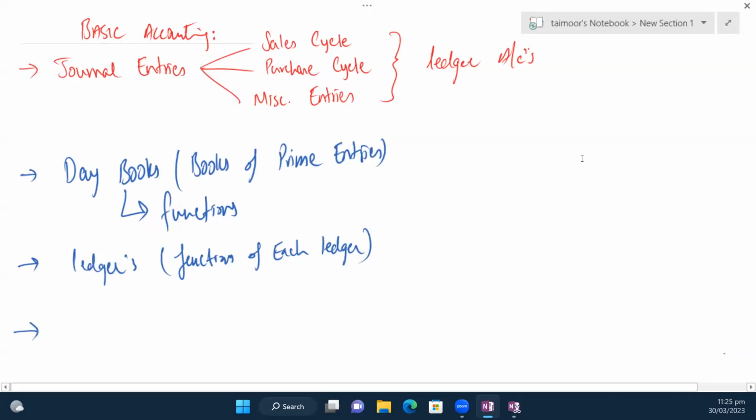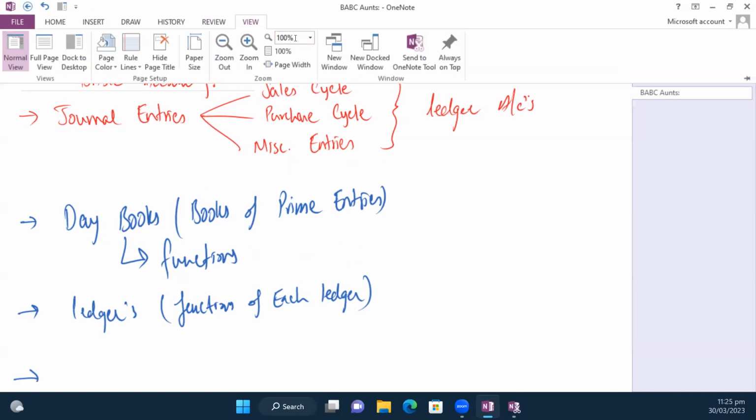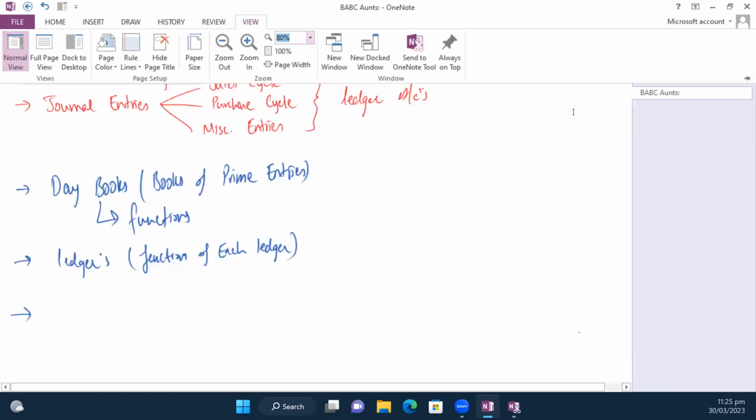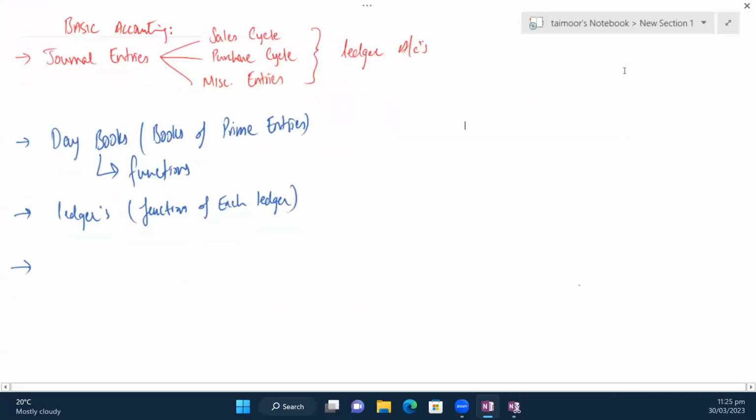All right, coming on to this. ठीक है जी, view is like 80% so that I can get more space to write. All right, तो यहाँ से हम इसको start करते हैं.